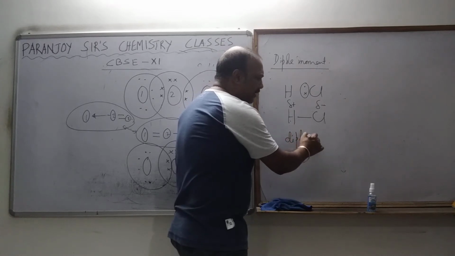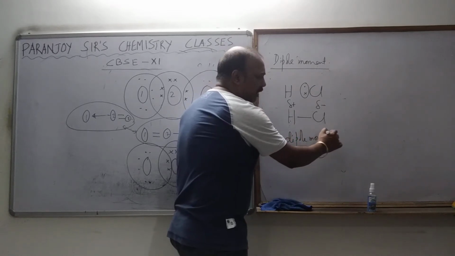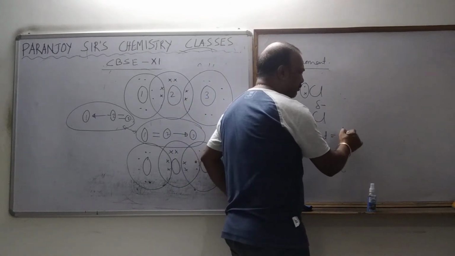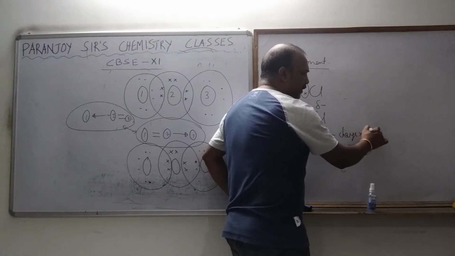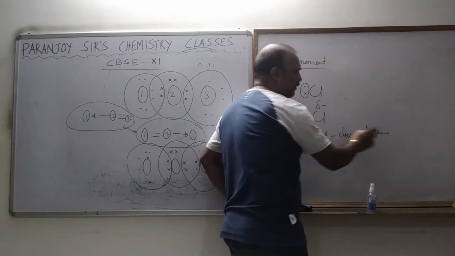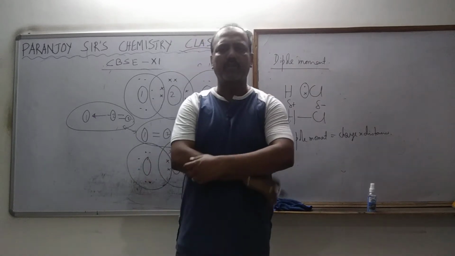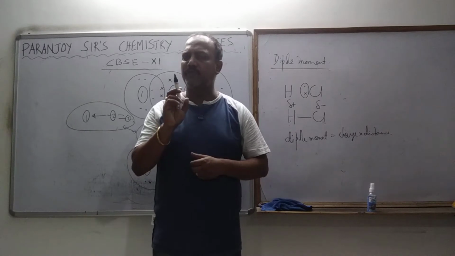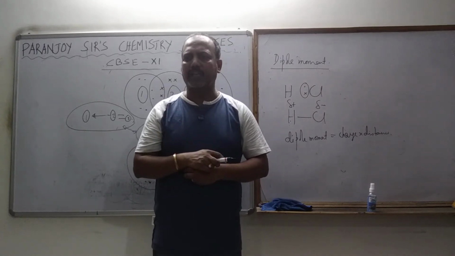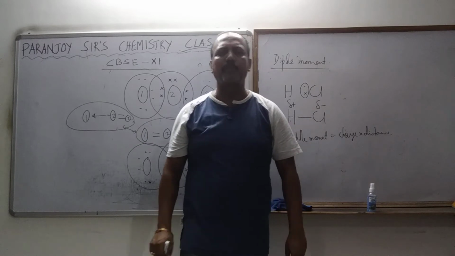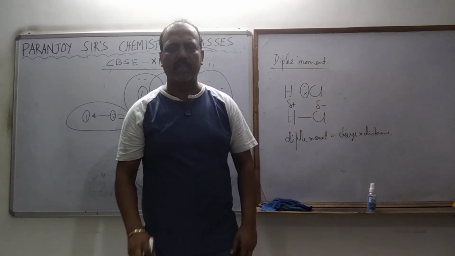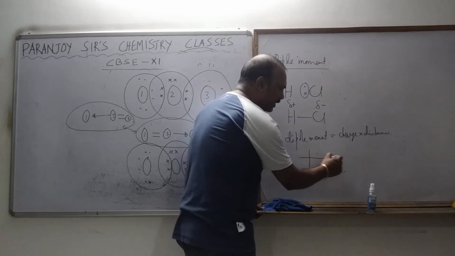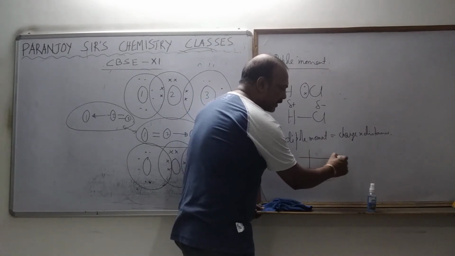All of us know moment. In physics you must have studied that, okay? Dipole moment is, mathematically, nothing but charge into distance. So whatever is the charge in the atoms, that charge into the distance between the atoms is the dipole moment. That is the first point. Second point, dipole moment is a vector quantity. It has a direction, and the direction will always be from positive to negative. This is negative.